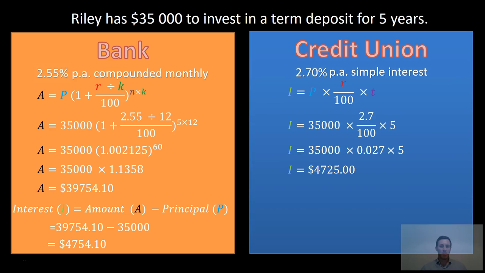The benefit of compounding interest means that he will earn more by investing with the bank, even though they have a lower nominal interest rate. However, if he was relying on the interest payments over the term of the deposit, he'd continue with the credit union as they pay the interest directly to him.